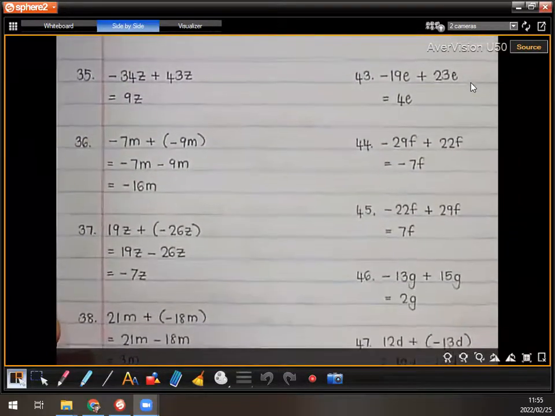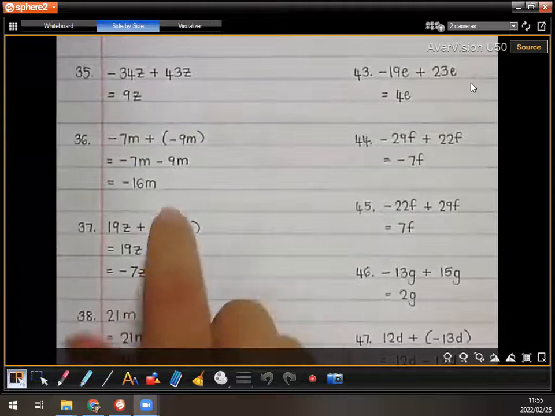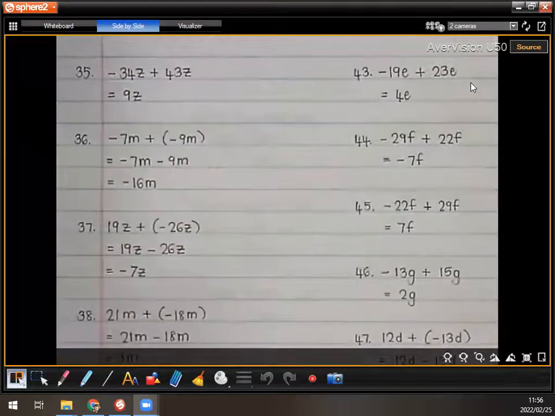Okay, these are the next questions. And guys, in some of them, if you know brackets, you can just add and subtract, right? You don't have to think about multiplying; it's only if you have brackets, like in 36. A positive times a negative is a negative, and then you just subtract.